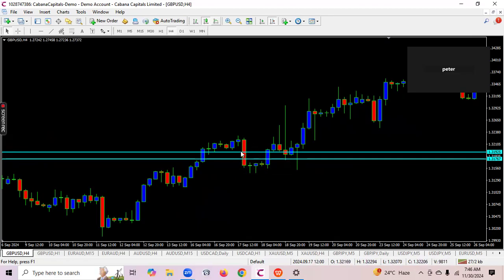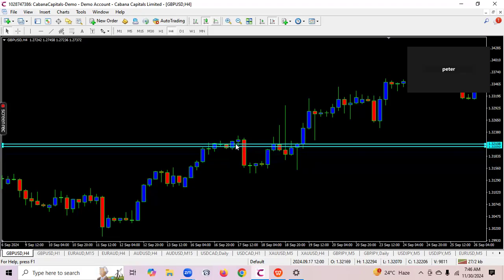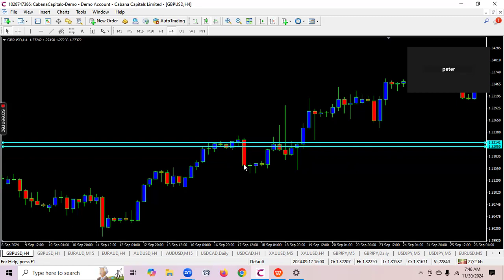If I want to take this trade, I would have waited for price to pull back. If I want to take the risk, I would have waited for price to pull back to this zone. This is where I would consider selling if I want to take the risk, and not at this point. If I waited for price to pull back, as you can see, price pulled back.